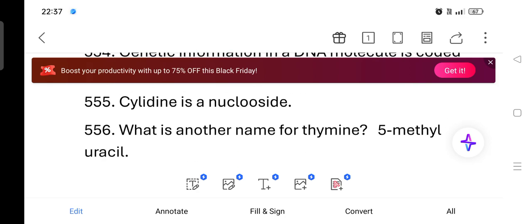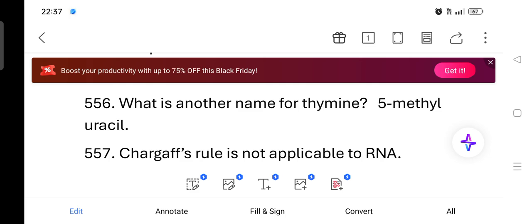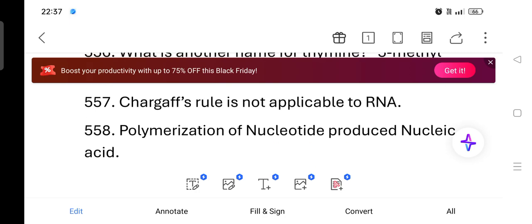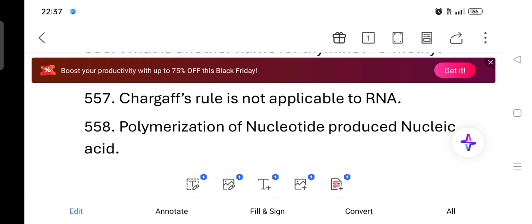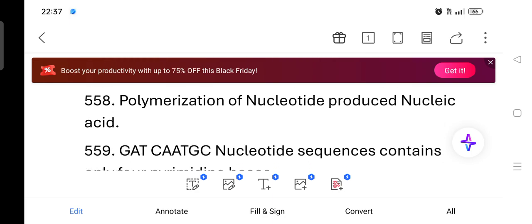Cytidine is a nucleoside. What is another name for thymine? 5-methyl-uracil. Chargaff's rule is not applicable to RNA. Polymerization of nucleotides produces nucleic acid.